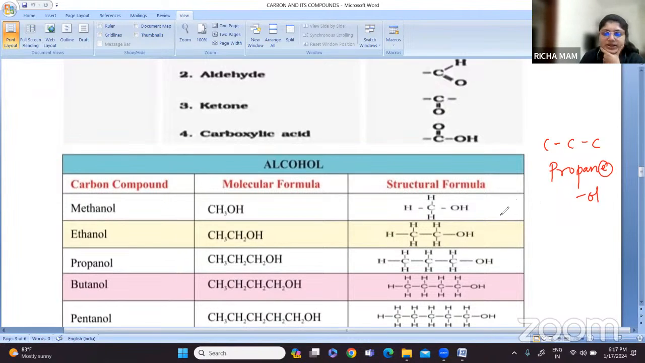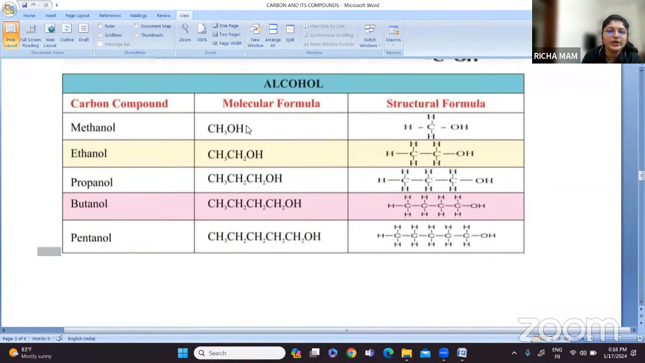Structural formulas are given in the last table. This is the structural formula for methanol, ethanol, and then propanol. Here they have given the complete structural formula. You can see the carbon-hydrogen bonds are completely elucidated, right?